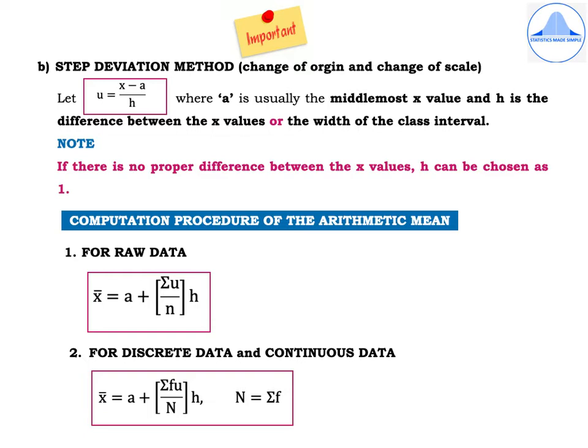Let us now learn the computation procedure of the arithmetic mean using the step deviation method for raw data. The formula is x bar equal to a plus summation u by n into h. And for discrete data and continuous data, x bar is equal to a plus summation fu by capital N into h, where N is equal to summation f. There are various notations which are used for the deviation and the step deviation methods, but I will follow the notations used in this video.